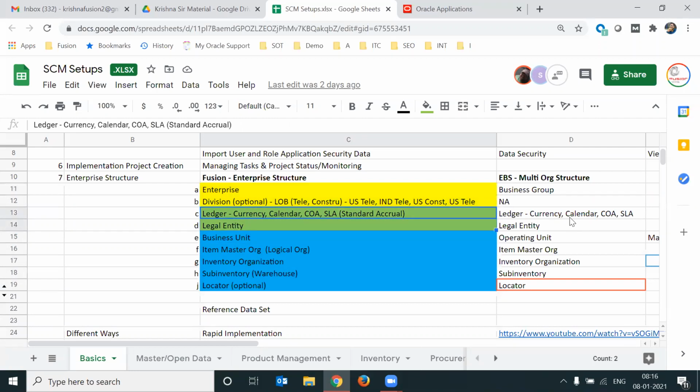Financial consultant's job. So what is this? Ledger. What is meant by ledger?